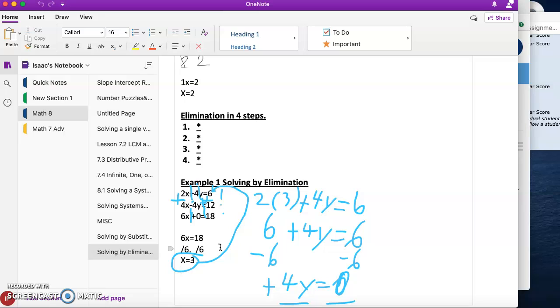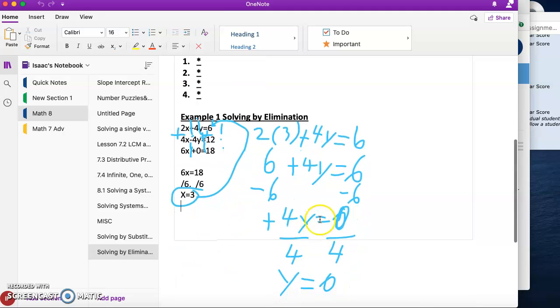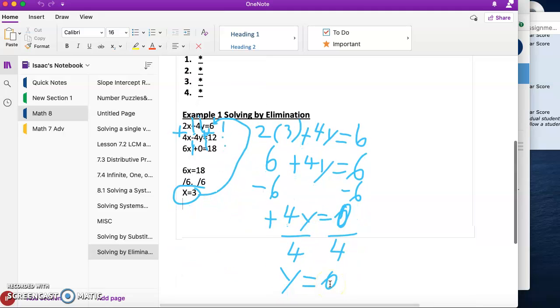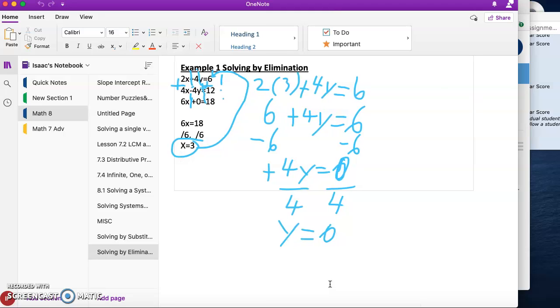And finally, I'll divide both sides by 4 and get y equals 0, because 0 over 4 is still 0. And now I'm pretty much there. I've got my final answer. Final answer: (3, 0) in parentheses.